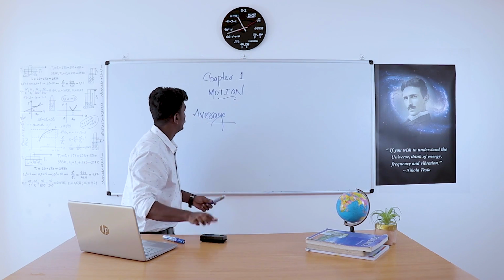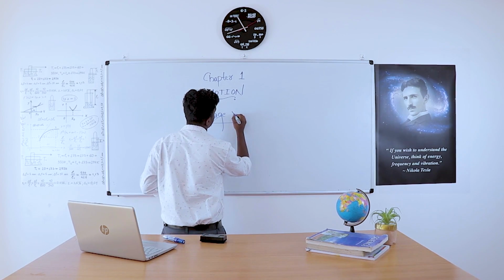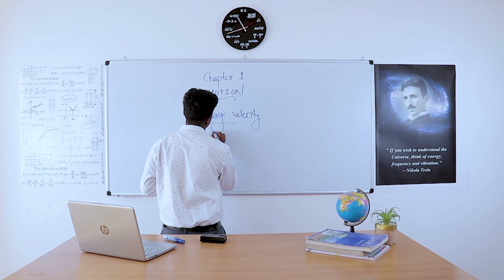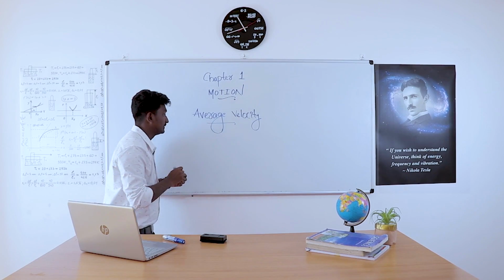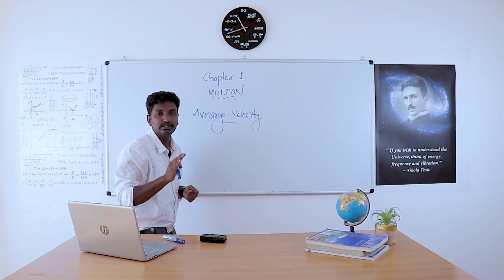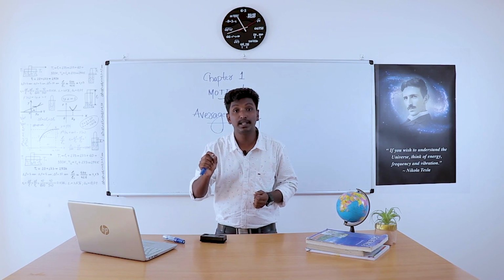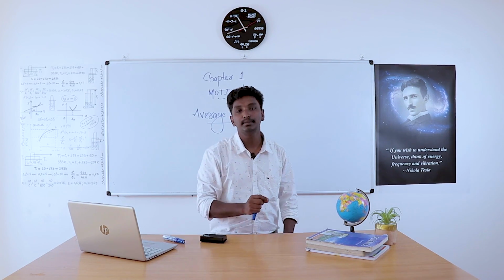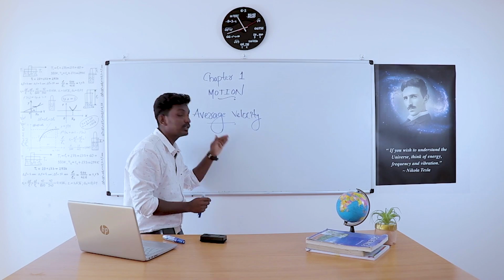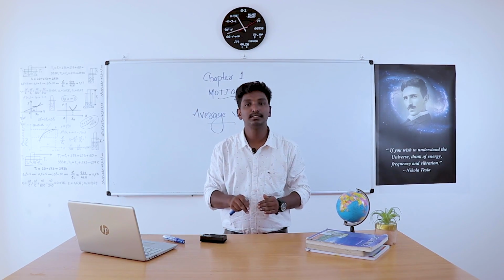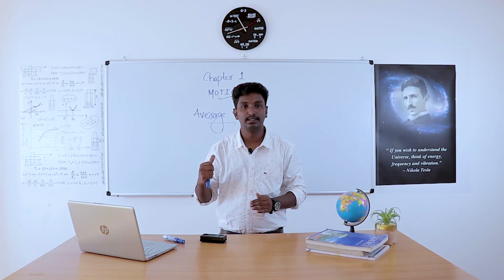Now it's time for average velocity. Average velocity is the ratio of total displacement to total time taken. That is, total displacement divided by total time gives the average velocity.